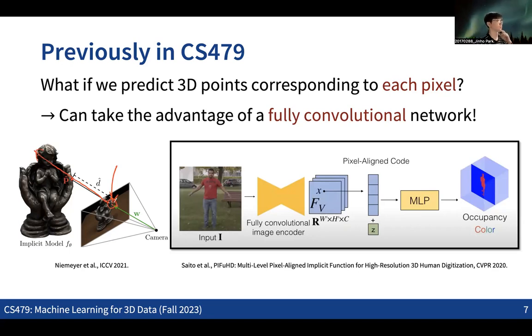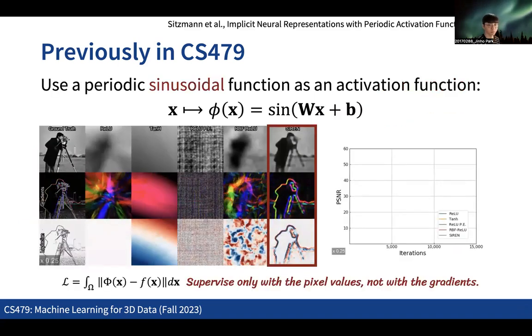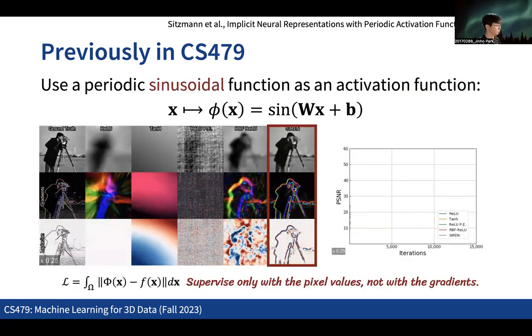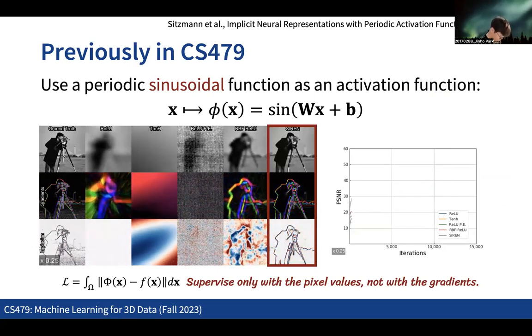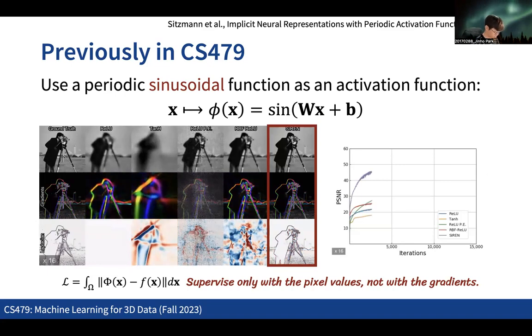For today and also for next week, we're going to discuss this idea more, in terms of how we can even improve the quality of the 3D reconstruction, especially when you have multiple images. So that's what we are going to discuss today and next week. And also, when you make an implicit decoder, what we also discussed last time is that it's very important to choose the right activation function.